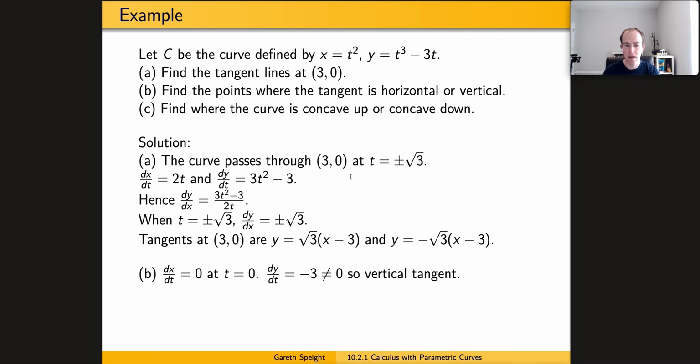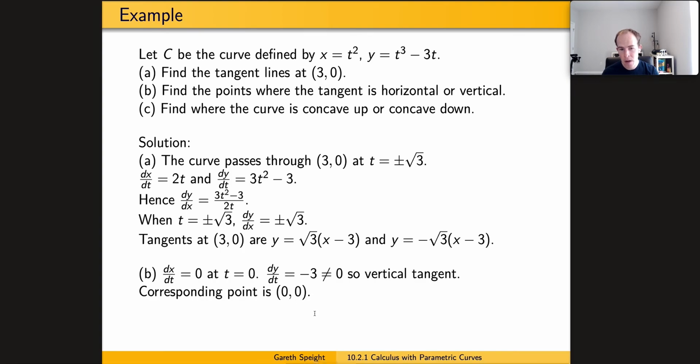So let's look at those points. dx/dt is going to be 0 at t equals 0, right? So we're solving 2t equals 0, or in other words, t equals 0. If we check the value of dy/dt to make sure we don't have 0 over 0, when t equals 0, dy/dt is equal to negative 3. So in this case, we are not moving in the x direction, we are moving in the y direction. That tells us there is a vertical tangent.